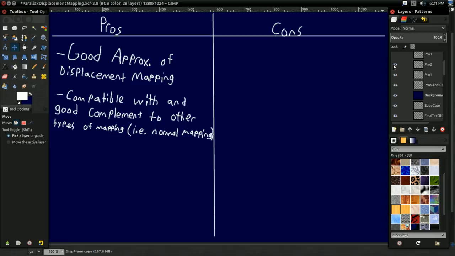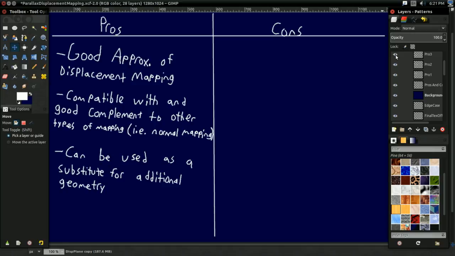Another really good thing about it is it's compatible and a good complement to other types of geometric mapping, like normal mapping or specular mapping. So if you have techniques like those that are also designed to make it look like there's extra geometry, this can really start to look convincing, like there actually are some real 3D polygons modeled in there, even though there actually aren't. And as a result of that, this can also be a pretty good substitute for additional geometry, especially in cases where you need really, really tiny polygons, which would otherwise not work out very well just because of the way GPU rasterization is. So all in all, there's a lot of good things with the technique.